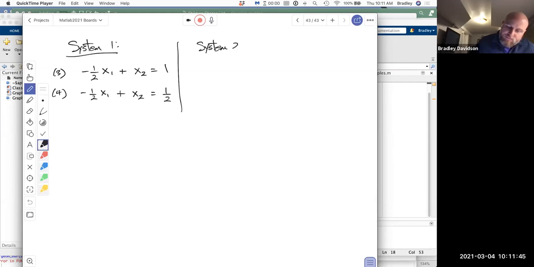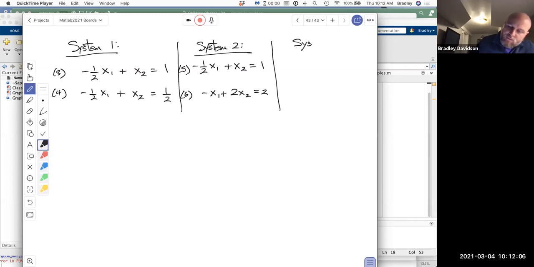System 2 is negative 1/2 x1 plus x2 is equal to 1. That's equation 5. And equation 6 is negative x1 plus 2x2 is equal to 2. And then system 3. Equation 7 is negative 2.3 divided by 5, x1, plus x2 is equal to 1.1. And then equation 8, negative 1/2 x1 plus x2 is equal to 1.